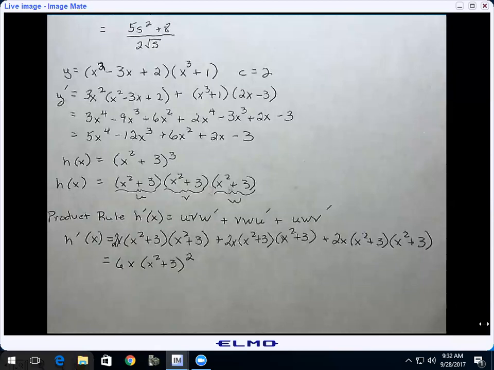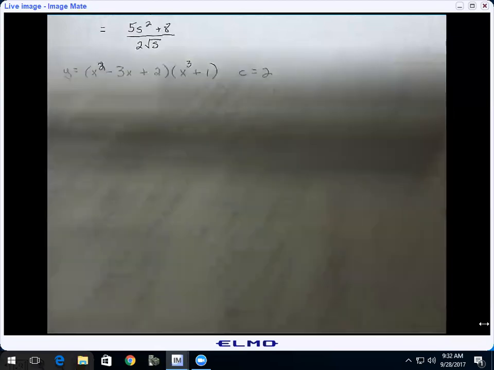Cool. Any other questions about that one? All right. I had number 38 circled, but I don't want to take time doing it.